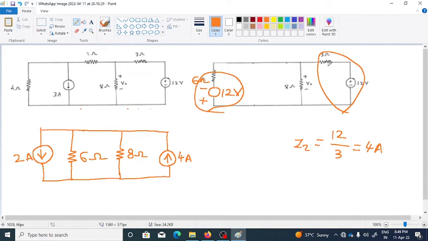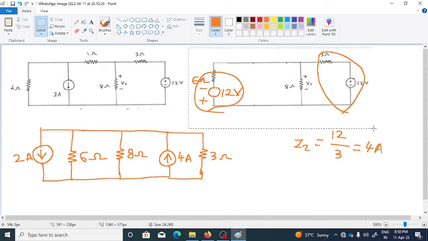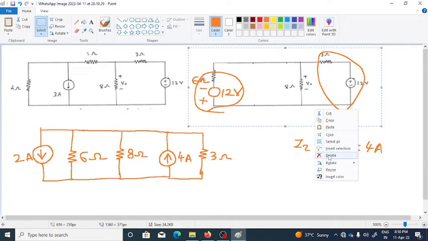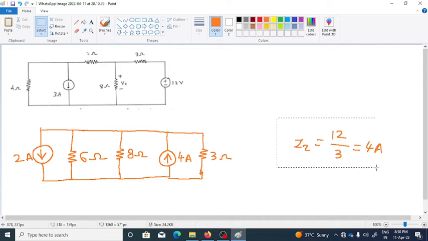Okay, what about this resistance? So that 3 ohm resistance we will be keeping in parallel to this current source. Okay, so this is again 3 ohm resistance. I hope you understand up to this particular point, right? So now let me remove this particular circuit in order to get the space for the further work, right?